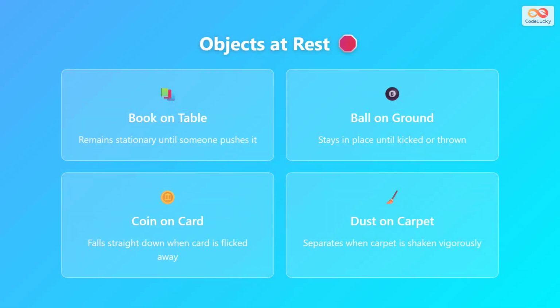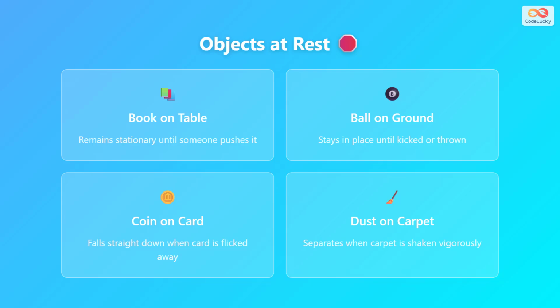Let's look at some examples of inertia with objects at rest. A book on a table remains stationary until someone pushes it. A ball on the ground stays in place until it's kicked or thrown. When you place a coin on a card and quickly flick the card away, the coin falls straight down instead of moving with the card. This happens because the coin's inertia keeps it at rest while the card moves.